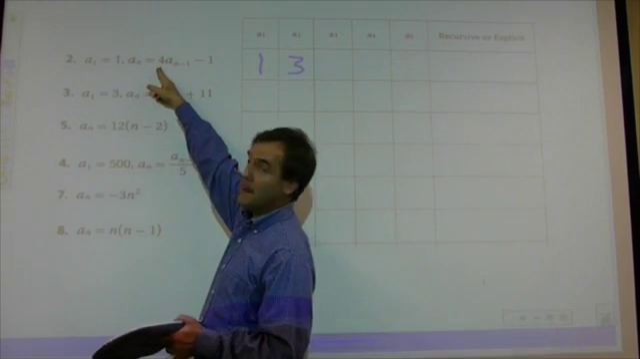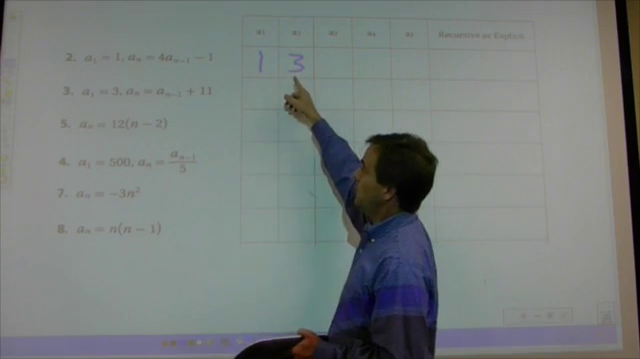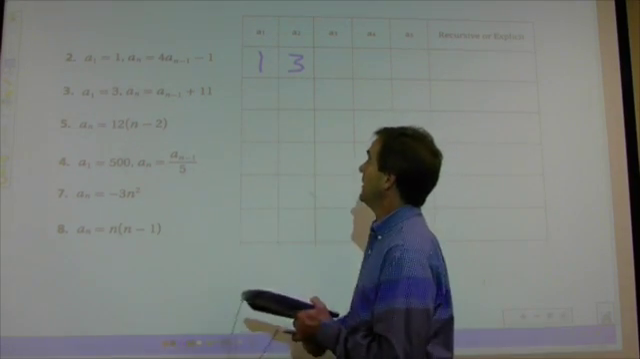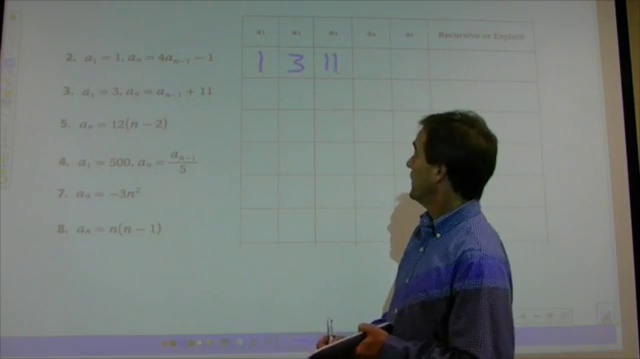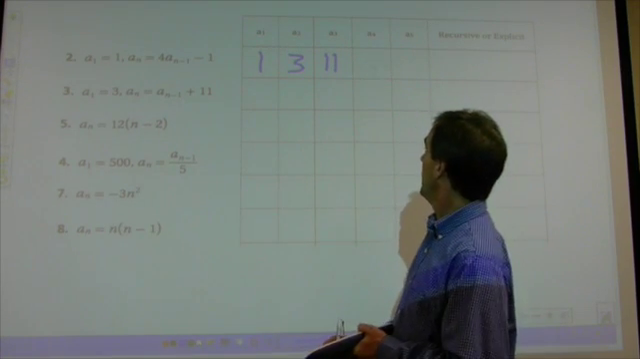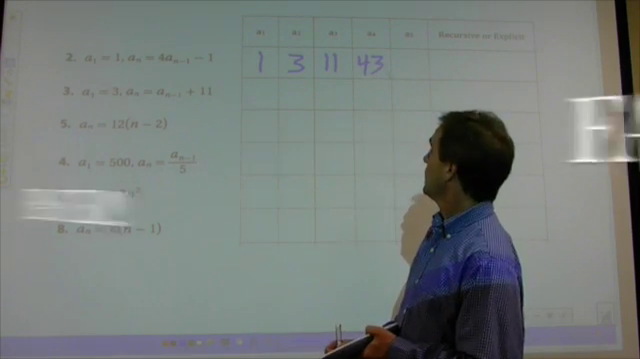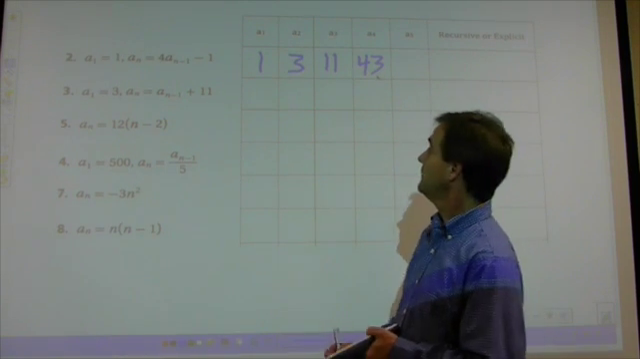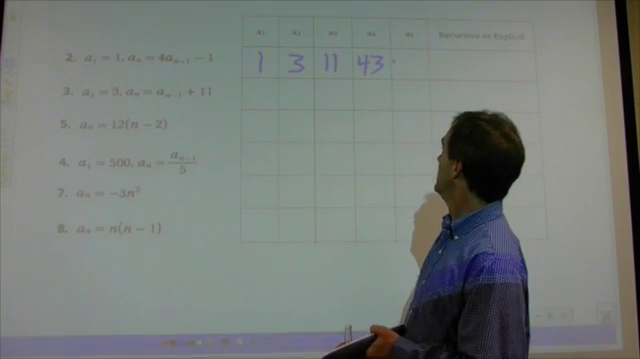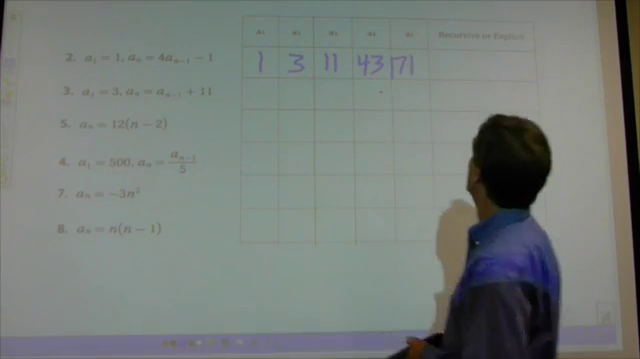is going to be 4 times the previous term minus 1. 4 times 3 would make 12, and 12 minus 1 would make 11. This term will be 4 times the previous term, that'd be 44, minus 1 makes 43. And the final one, 4 times 43, 172, I believe, minus 1 will make 171. Sorry, I wrote that wrong.